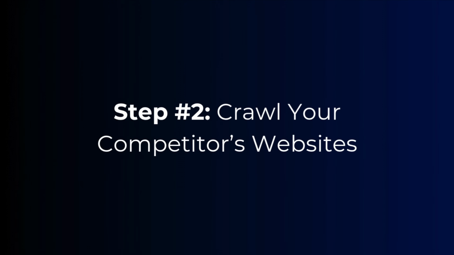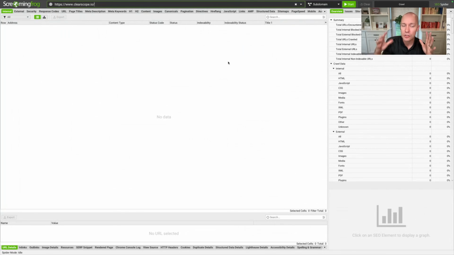And now it's time for step number 2, crawl your competitor's website. All right, so now you're actually going to crawl your competitors' websites. This is a very powerful technique that can give you tons of intel about how to build an effective website that's highly relevant. Because basically we're building upon what our competitors have already done.